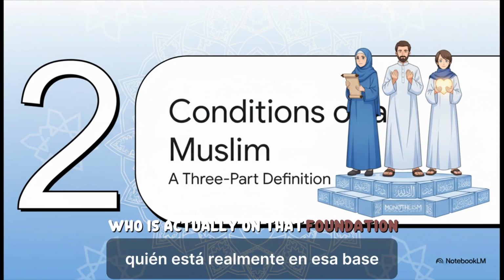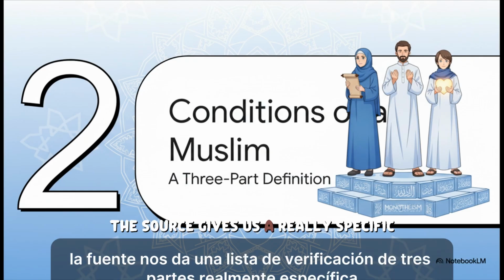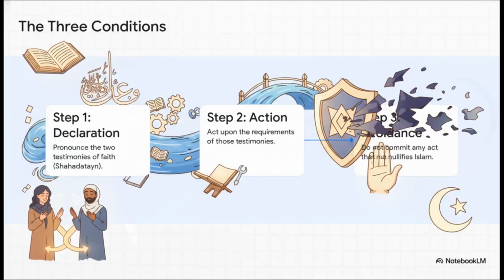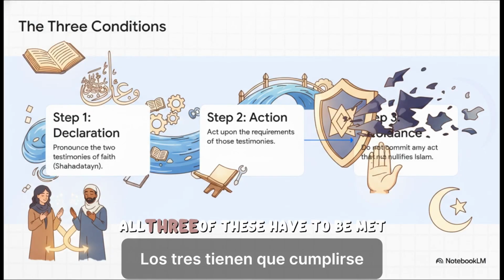So if that pure monotheism is the foundation, how does this framework define who is actually on that foundation? Who is a Muslim? Well, the source gives us a really specific three-part checklist. It's not a buffet. You have to take all three. Okay, so this is crucial. All three of these have to be met.